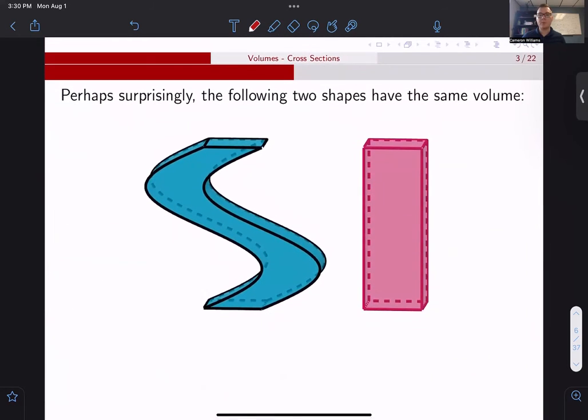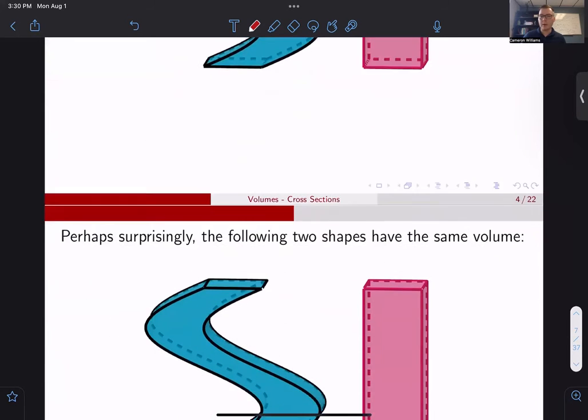So perhaps somewhat surprisingly, the following two shapes actually have the same volume. Now, if you look at the squiggly pyramid or prism, you might think, depending on the way you think about things, maybe it's less or maybe it's more, but they're actually the same. The reason is they have the same cross section. I constructed this in GeoGebra for them to have the exact same cross section. So Cavalieri's principle says these volumes are actually the same.